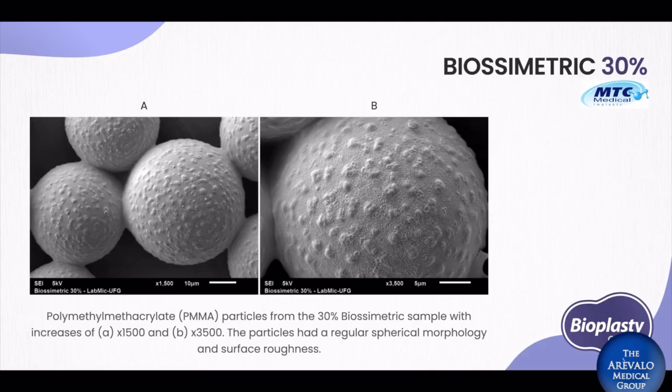In the images, we can see the PMMA particles from the Biosymmetric 30% sample, with magnifications of 1500 times and 3500 times. Note that the particles had a regular spherical morphology and surface roughness.